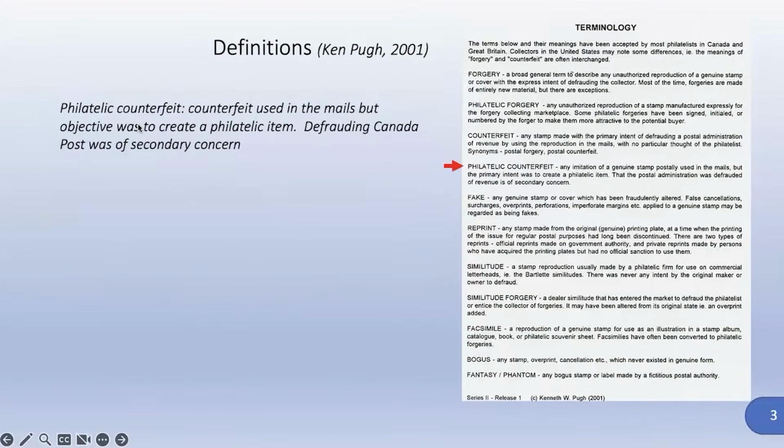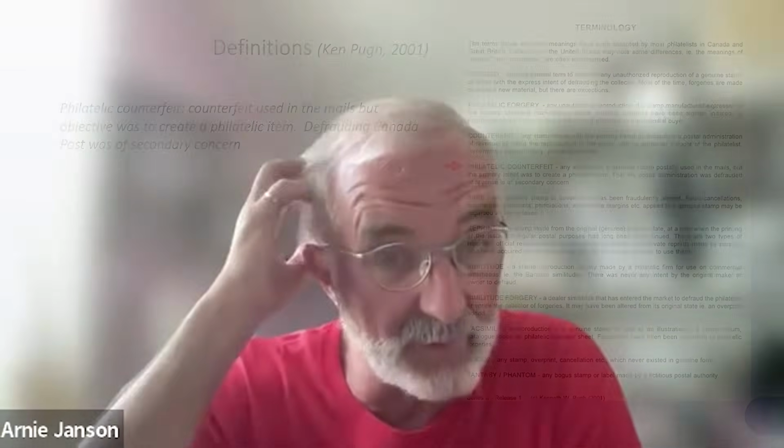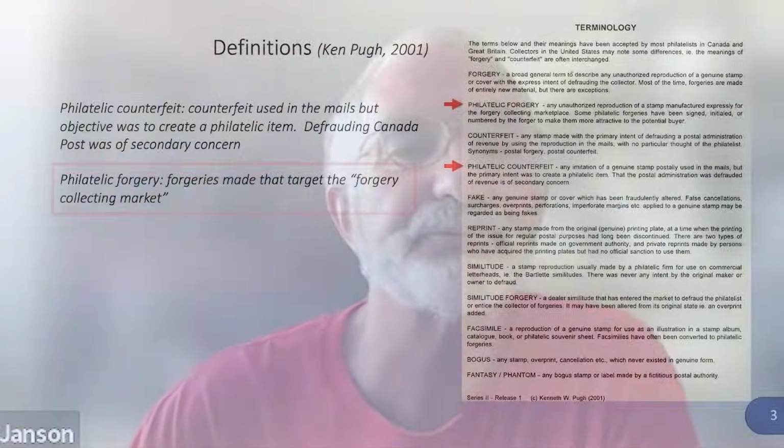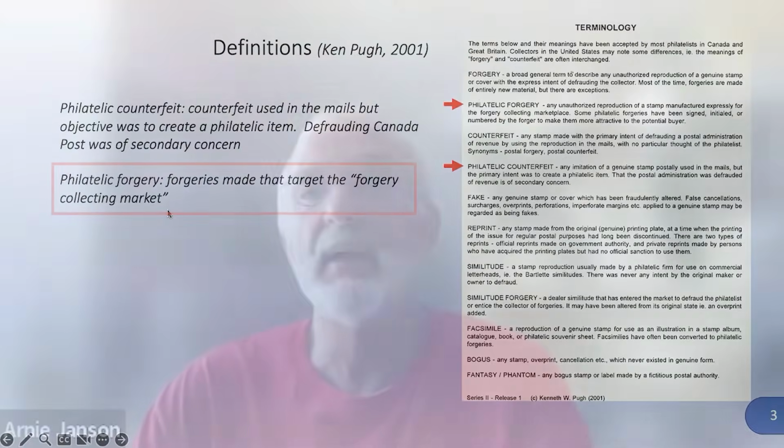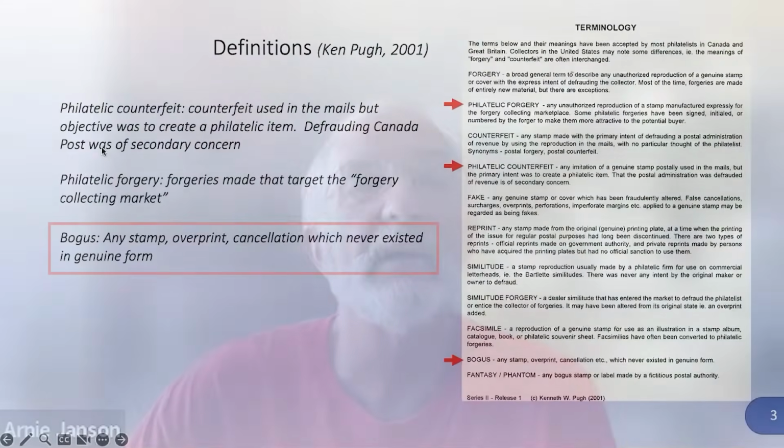Then there are philatelic counterfeits. There's a counterfeit used in the mails, but the objective was to create a philatelic item. I've done that. I've used a counterfeit stamp with proper postage just to get the counterfeit stamp canceled. Philatelic forgeries are forgeries made to target the forgery collecting market. They make them and present them as such. They're pretty obvious usually.